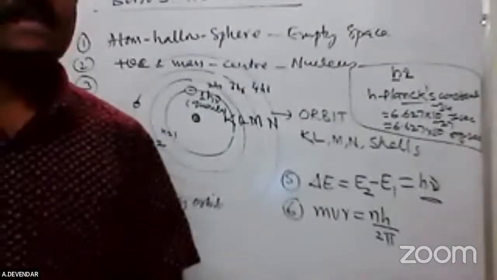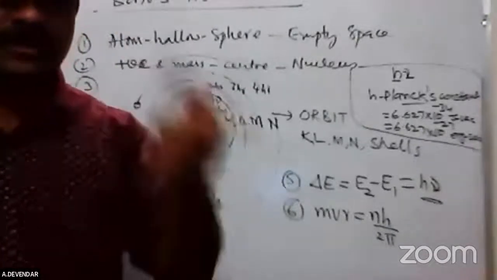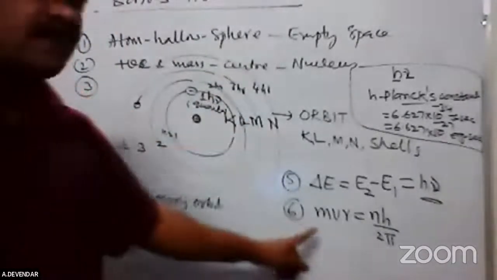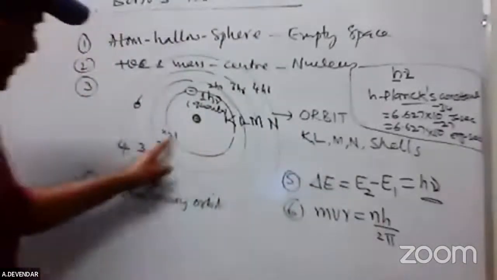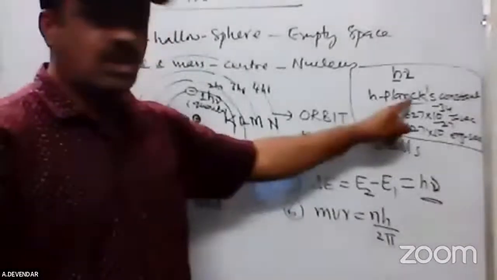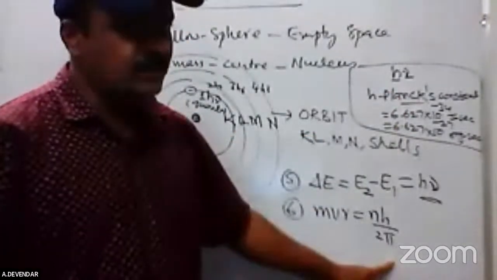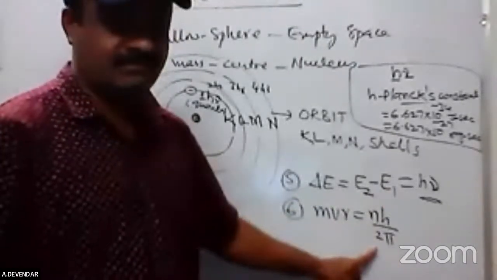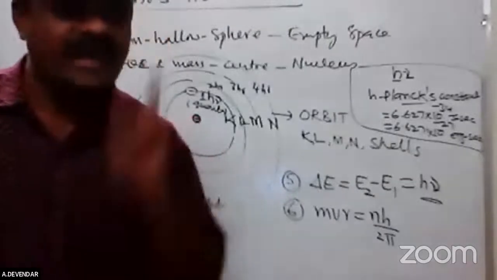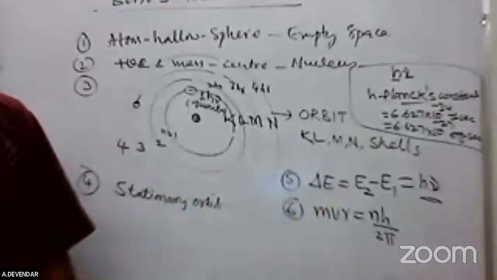But the electron does have angular momentum. Why? Because it is rotating around the nucleus. Due to this rotation, angular momentum is there. That angular momentum is an integer multiple, 1 to 3, whatever the orbit. h is Planck's constant, and pi is 3.14, also a constant. So everything here is constant. Why it is taken so, we don't know. It is given as angular momentum equal to nh by 2 pi.